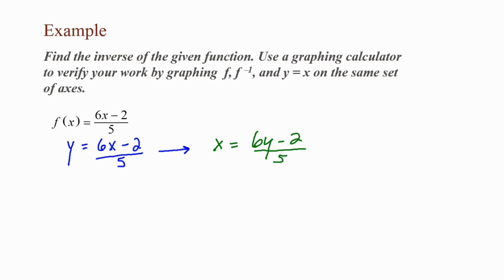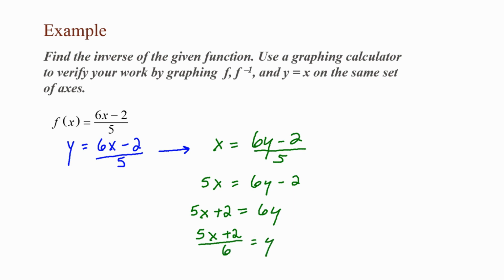Solving for y, I want to multiply both sides by 5. That gives me 5x equals 6y minus 2. Adding 2 to both sides, my result is 5x plus 2 equals 6y. Then I want to divide both sides by 6. So I have (5x plus 2) all over 6 equals y.